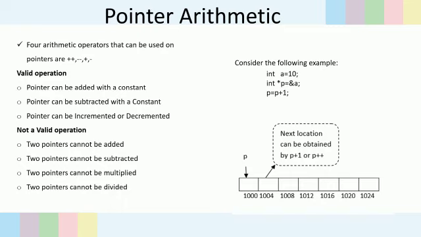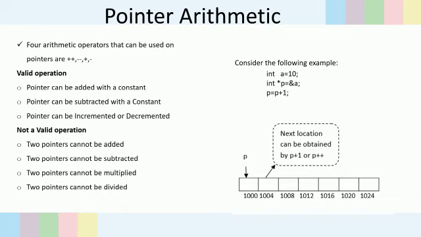Like variables, some arithmetic operations can also be done on pointers. The four arithmetic operators that can be used on pointers are increment operator, decrement operator, addition and subtraction. The valid operations that can be done on pointers are that a pointer can be added or subtracted with a constant, or the pointer can be incremented or decremented.